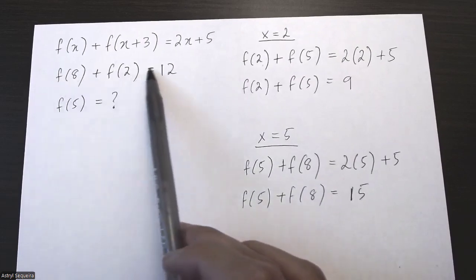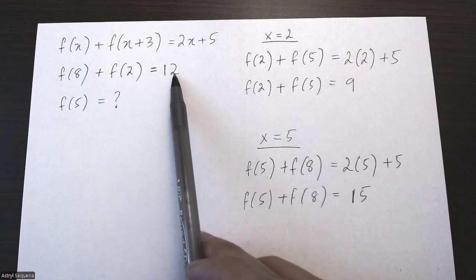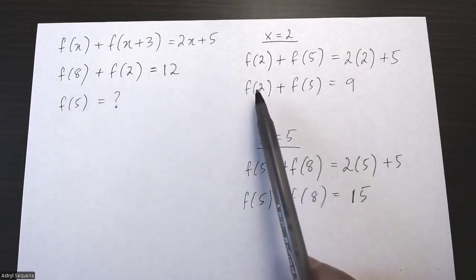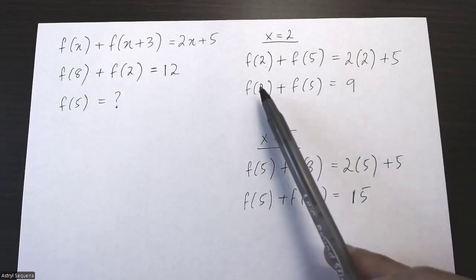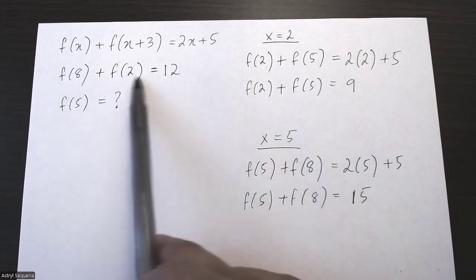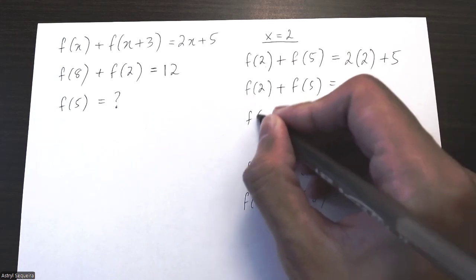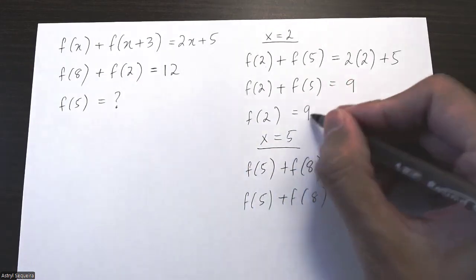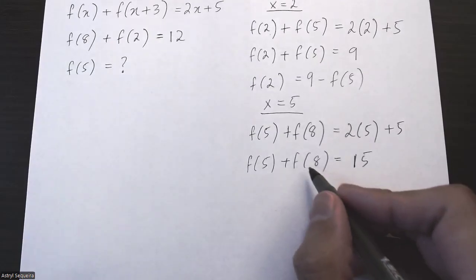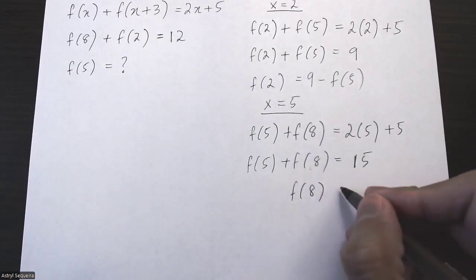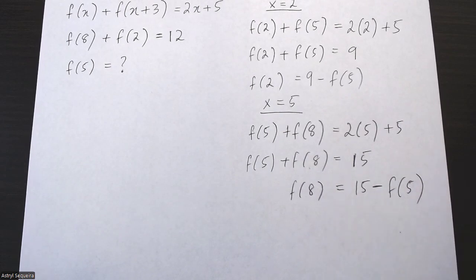Now I'm going to use the second formula over here. It says f of 8 plus f of 2 equals to 12. Well, I have f of 2 over here and I have f of 8 over here, so I can just isolate each one and do a substitution in this equation right here. So if I isolate f of 2 over here, f of 2 is 9 minus f of 5. And over here, if I isolate f of 8, f of 8 is 15 minus f of 5.